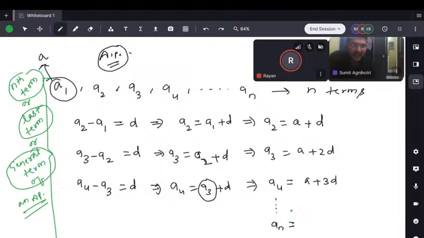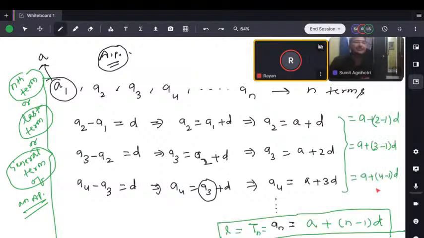So this should be the nth term of AP. Yeah, exactly. It is your nth term. And the first term is obviously A1. If you add them all, what happens if you add them all?